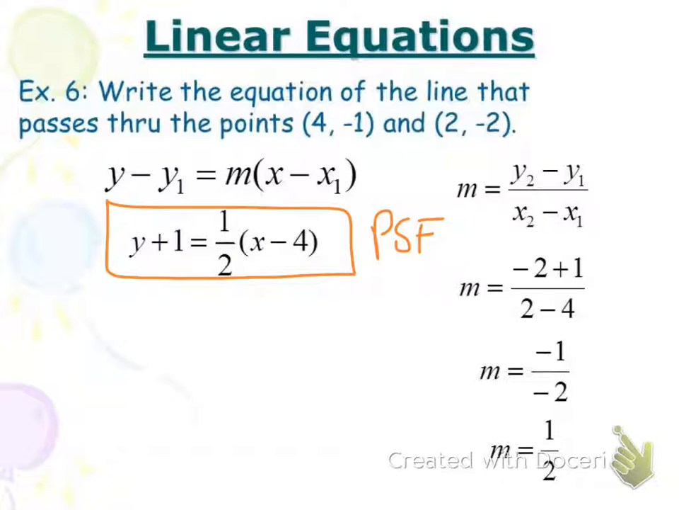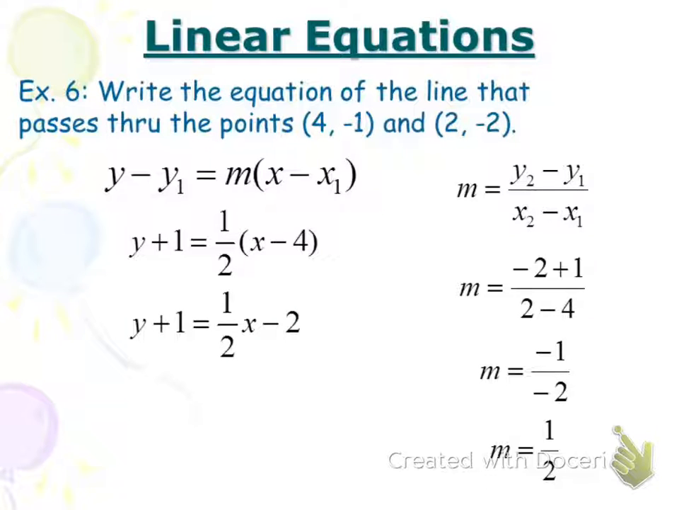Let's just put the rest of them into slope intercept form and not worry with standard form. Just make sure you know standard form. Okay, distribute the 1/2 and we would get y plus 1 equals 1/2 x minus 2. Subtract 1 and we get y equals 1/2 x minus 3.